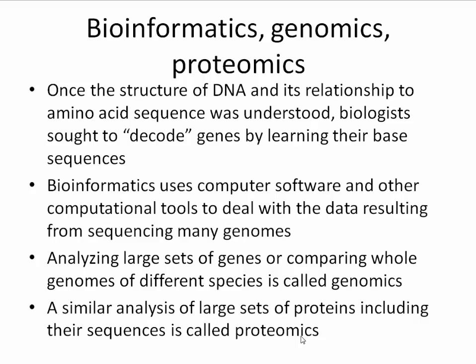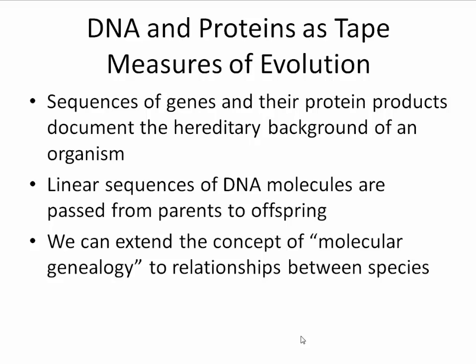When you analyze a large set of genes, or you compare whole genomes of different species, that's called genomics. A similar analysis of large sets of proteins would be called, therefore, proteomics. And that also is a nice new field. So we can use DNA and proteins as tape measures of evolution, because you can actually look at the sequences and see: is the sequence present, in how many species, and how far back did we go with this sequence? Some proteins are coded for by all organisms, and you see that those are there in every single one, and they're not changed.